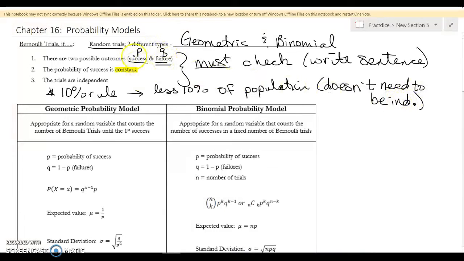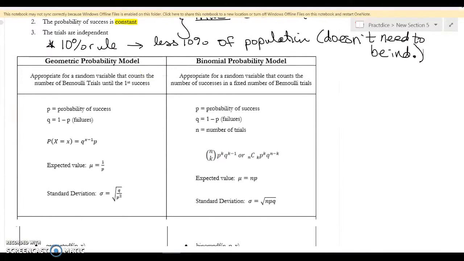Okay, so again, you have to check those conditions and write it out in a sentence, not just write check marks. All right, so the first one we have is geometric. Geometric is when you're finding out how much it takes to get your first success. Binomial is when you count the number of successes. And so that's the main difference between these.